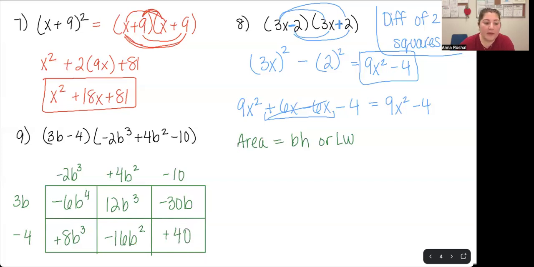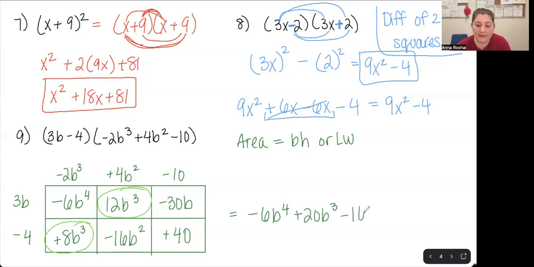Then the other thing that I can do is I can actually see that I have similar terms, right? So this and this is a similar term, and I can go in and bring them together. So my final answer for this would be in order of largest exponent first, and then all the exponents going down, down, down. So I'm going to end up with negative 6b to the fourth. These two I would add and get 20b to the third. Then I would put the second exponent, so negative 16b to the second minus 30b plus 40.